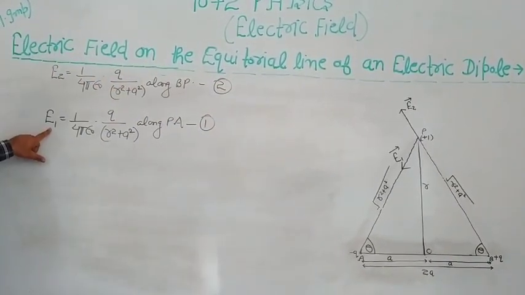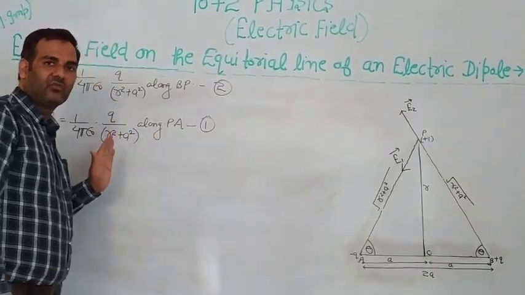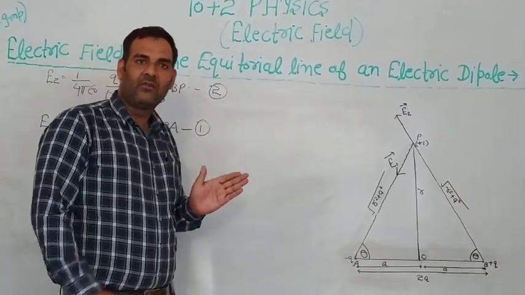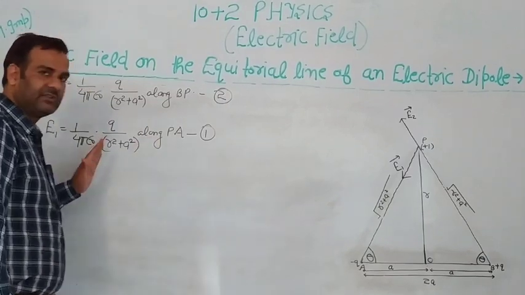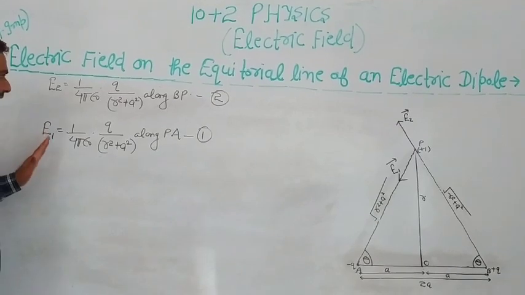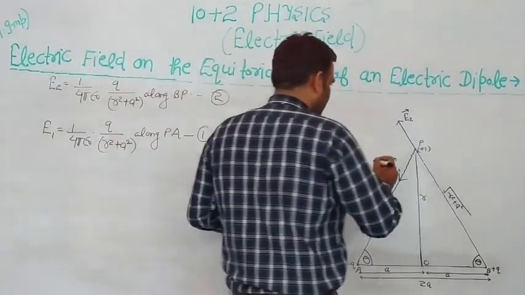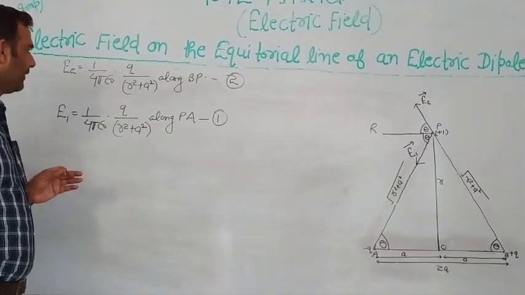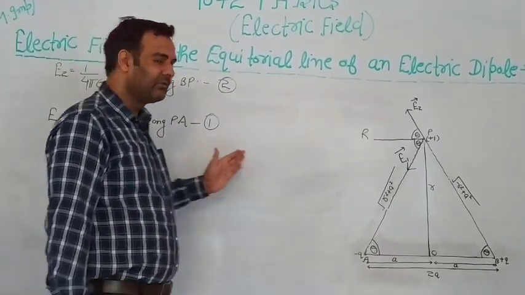From 1 and 2, we see that both E1 and E2 have the same magnitude. In the previous case on the axial line, one had the higher value and one had the smaller value, and we subtracted the smaller value from the higher value. But this is a different case. In this case, both E1 and E2 have the same value, so we have to resolve E1 and E2 into their rectangular components.